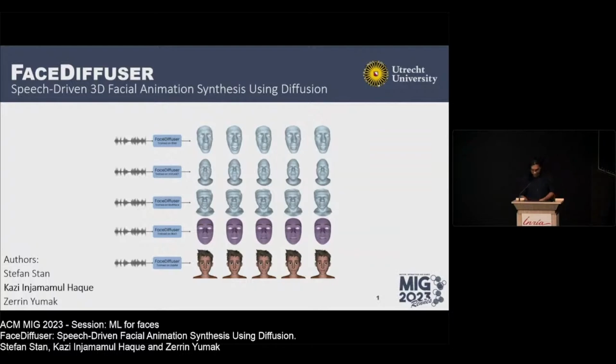blend shape-based datasets. Before going into too much of the technical details, I just want to show upfront some animation results, so you know what's coming next, and I would expect questions about it later on. So let's dive into it.